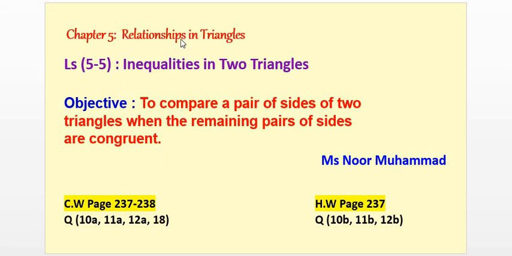Bismillahirrahmanirrahim. Topic 5, relationships in triangles. This is the fifth lesson of this topic, inequalities in two triangles. Our main objective is to compare a pair of sides of two triangles when the remaining pairs of sides are congruent.